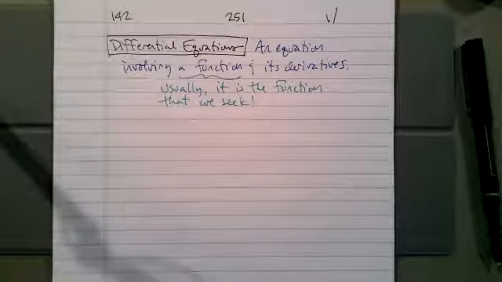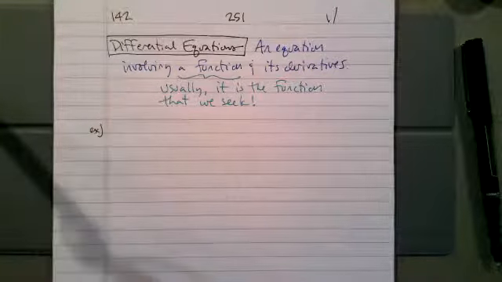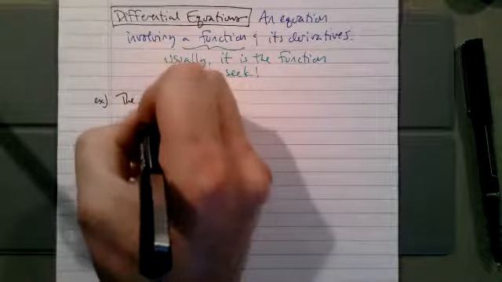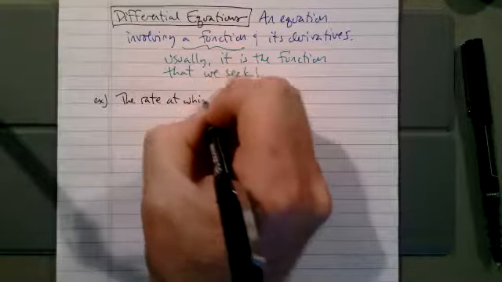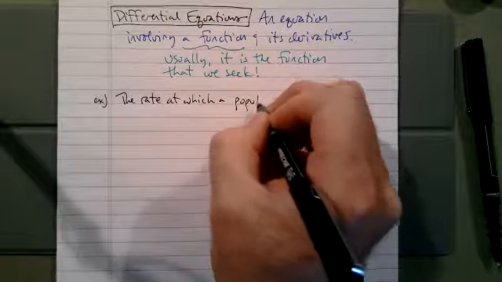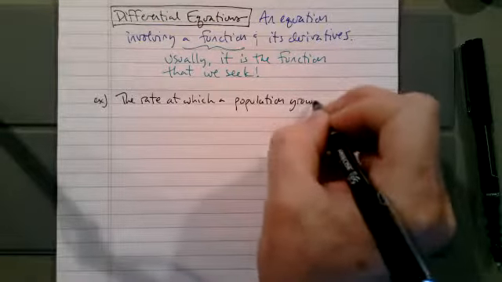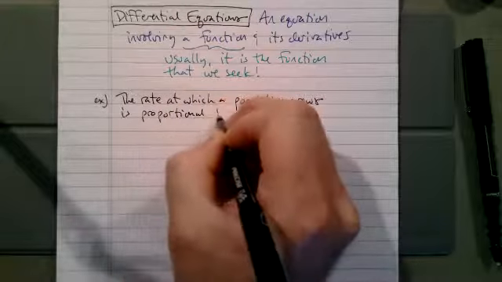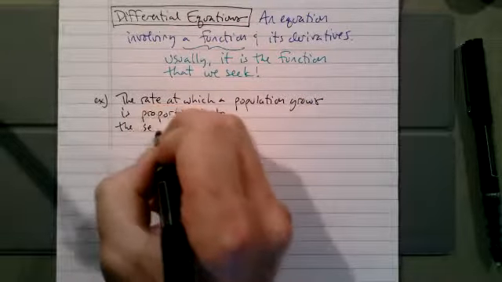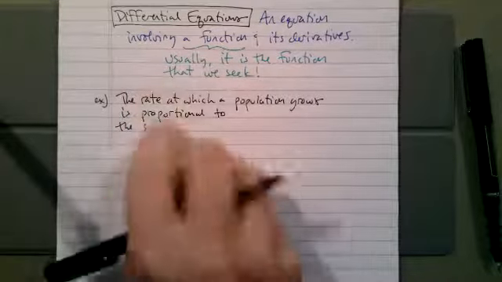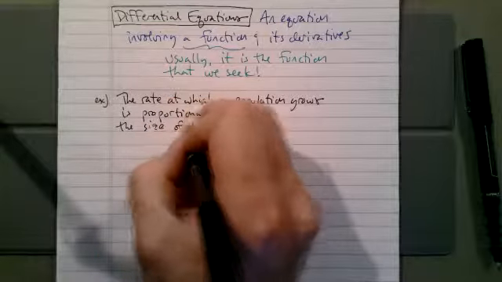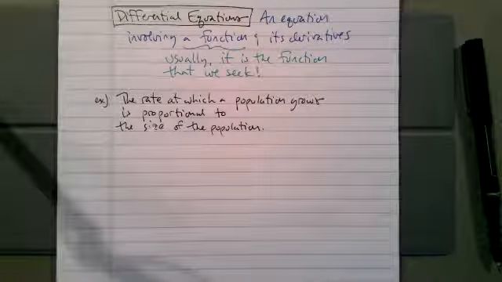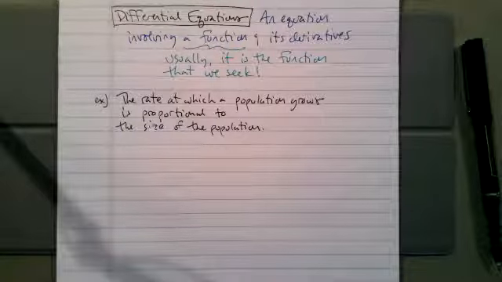So, an example. For example, the rate at which a population grows is proportional to the size of the population.